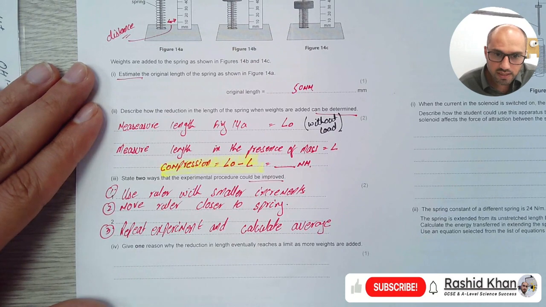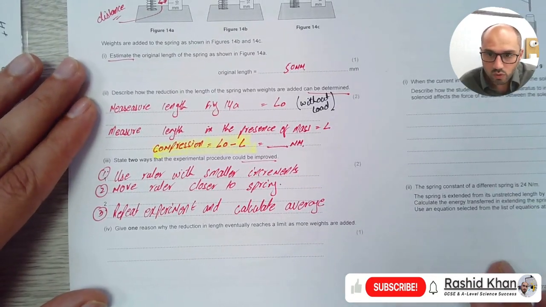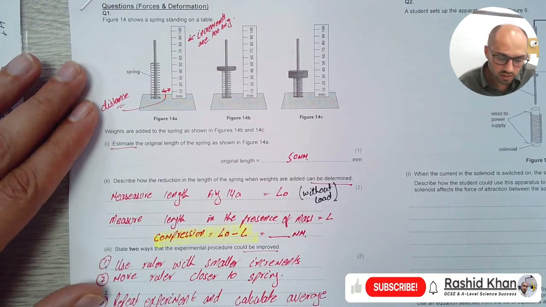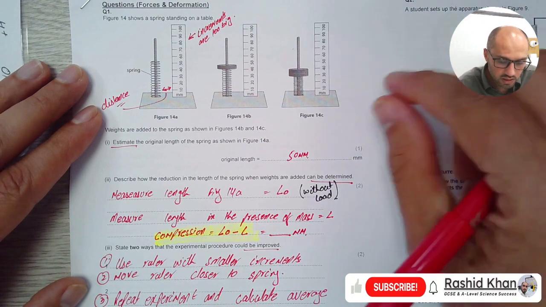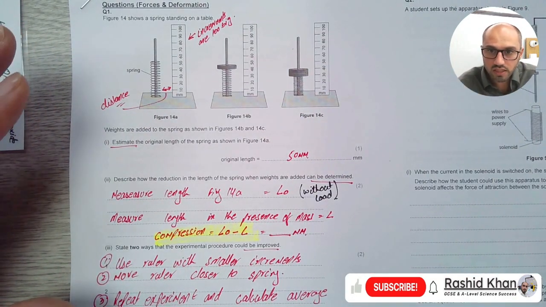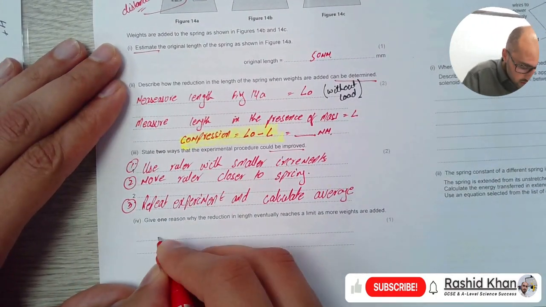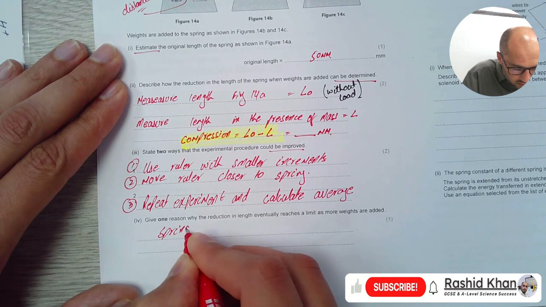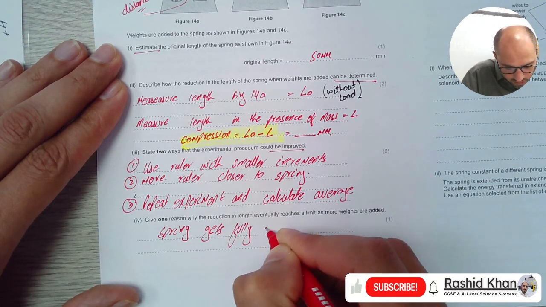Next part says give one reason why the reduction in length eventually reaches a limit as more weights are added. If you look at the diagram, if I keep on adding masses on top of it, what will happen? The spring will eventually get fully compressed. Once it is fully compressed, it cannot be compressed any further. So we can say the spring gets fully compressed.